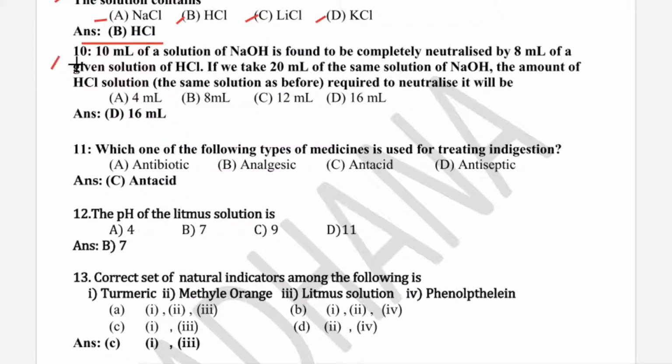Question number 10. 10 ml of a solution of sodium hydroxide NaOH is found to be completely neutralized by 8 ml of a given solution of HCl. If we take 20 ml of the same solution of NaOH, the amount of HCl solution, the same solution as before, required to neutralize it will be. Options are option A 4 ml, B 8 ml, C 12 ml, D 16 ml. Here the D will be correct one, that is option D. 16 ml is the correct answer here.